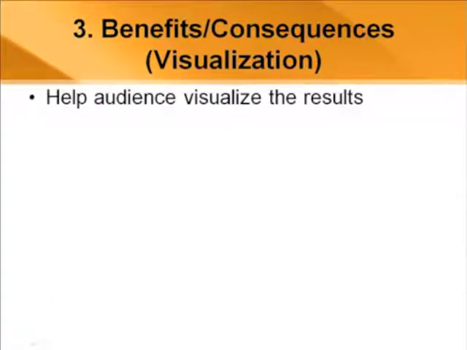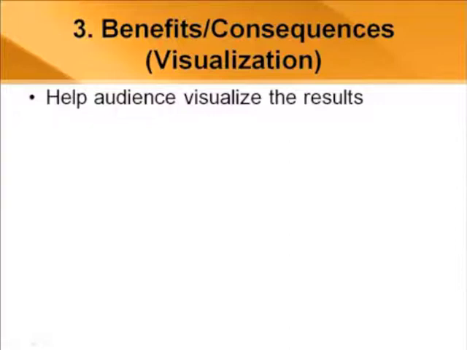This then brings me to the third main point of Monroe's sequence and the third point of our speech, which is visualization. We've created a problem. We've created the solution for the audience. Now we need to help them visualize the benefits and the consequences. Help the audience visualize the results.